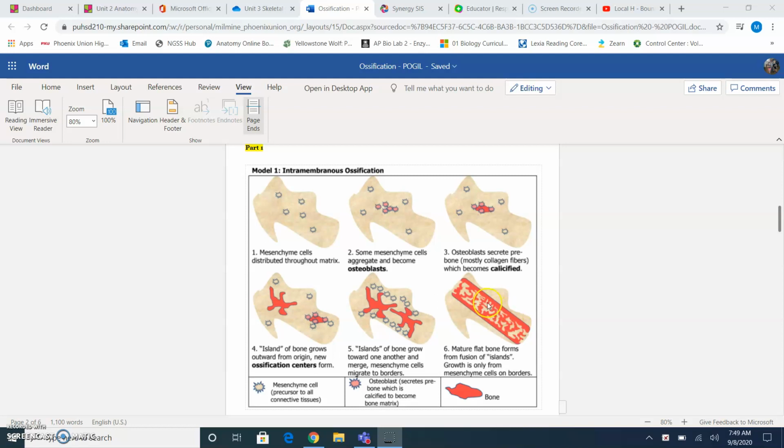The only way that this bone will grow at this point is from the edges, where these mesenchyme cells happen to be located. When we go through bone remodeling, our bones can get denser or weaker, depending on use. If we expose them to physical stress and strain, they'll get thicker. These mesenchyme cells would make this bone expand outward and outward.